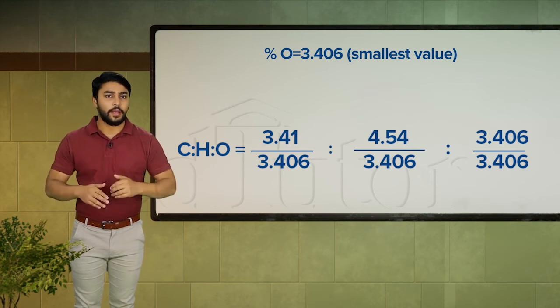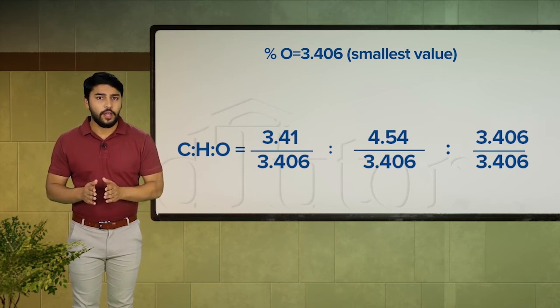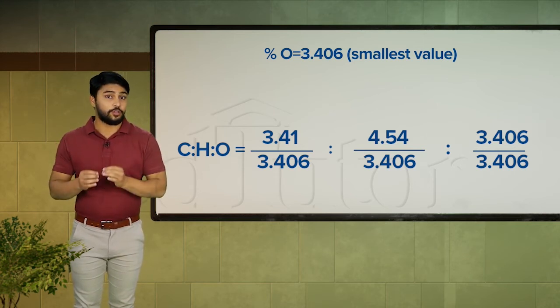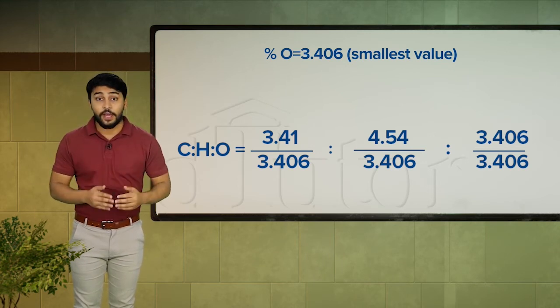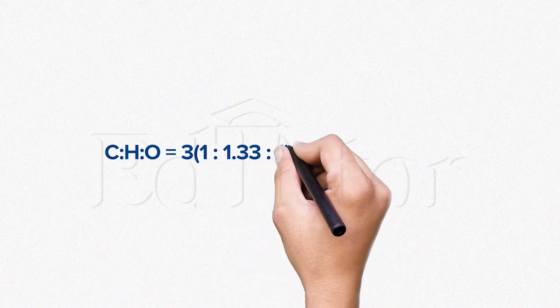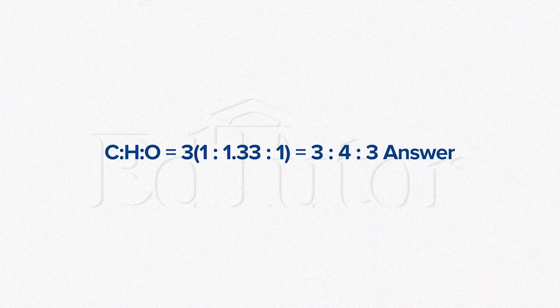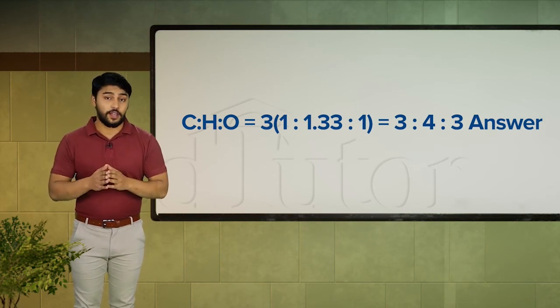3.41 divided by 3.406 to the ratio 4.54 divided by 3.406 to the ratio 3.406 divided by 3.406. Once we simplify this, what will we get? We will get 1 to the ratio 1.33 to the ratio 1. Well, we can clearly see here that the ratio is not a whole number. Isn't that the case? So, what do we need to do in this scenario?